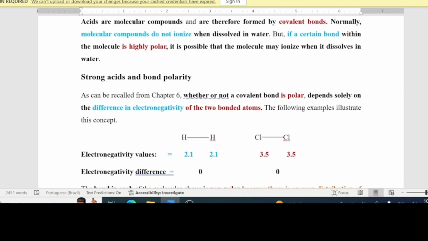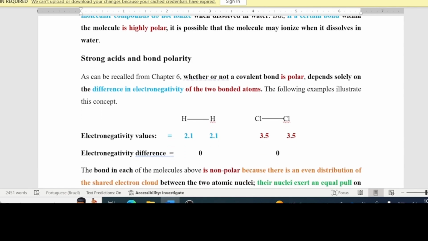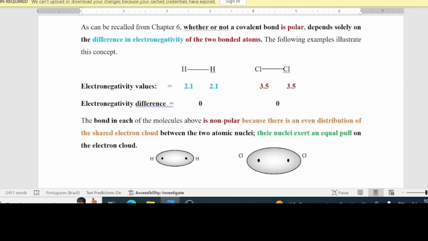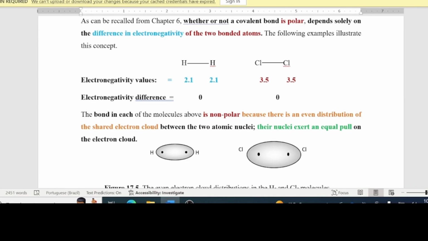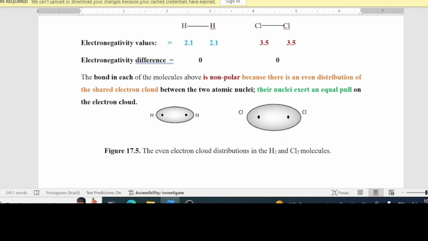As can be recalled from previous lessons, whether or not a covalent bond is polar depends solely on the electronegativity difference between the two bonded atoms. Here we're showing you the electronegativity values of the two bonded atoms in hydrogen. There's no difference between them, and same thing for chlorine here, because they are homonuclear molecules. Now these diagrams are showing you how there's even distribution of electron cloud between these two atoms. Same thing here, and that's why they are nonpolar.